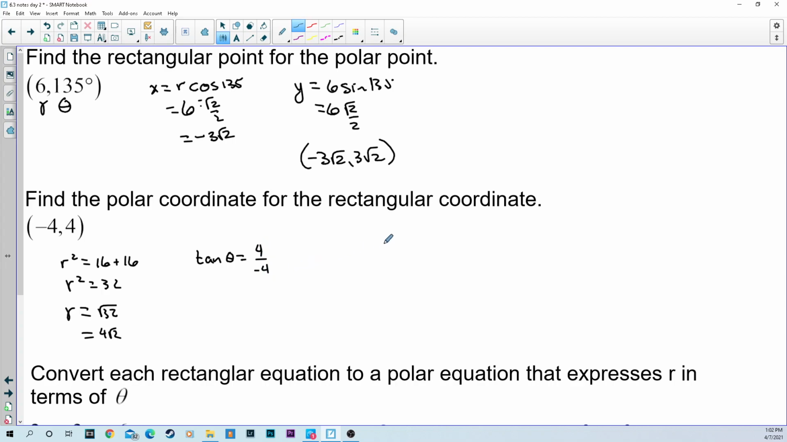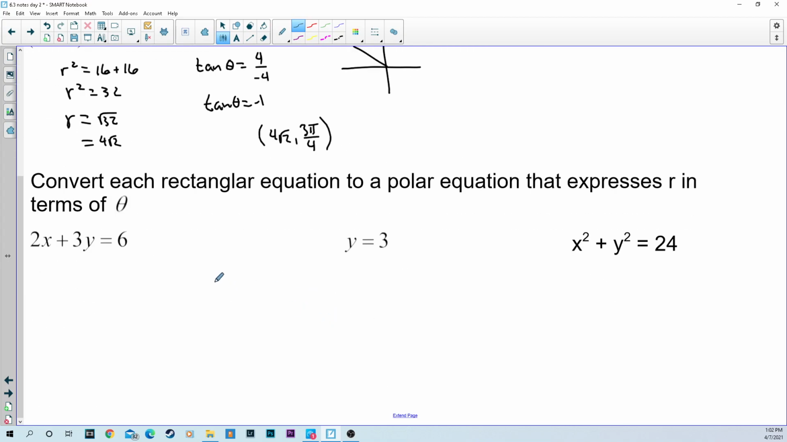It's y over x. Now we got to make sure we know where that is. Negative 4, 4 is over here in the second quadrant. So I want to know where the tangent of theta is equal to negative 1. And that's at the pi over 4. That's 3 pi over 4. So the r is 4 square root of 2, and the angle is 3 pi over 4.